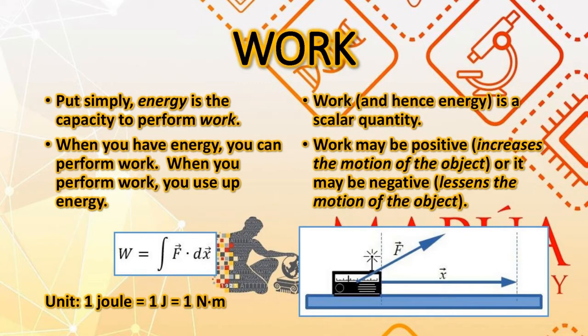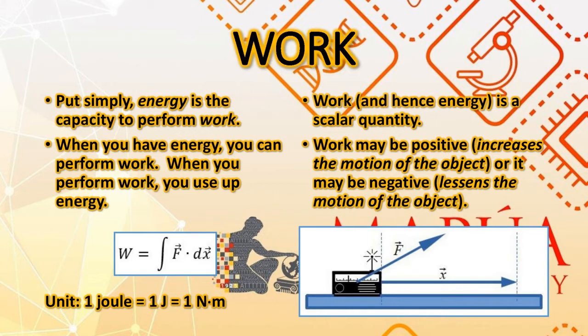Force unit is Newton. X unit is in meters, unit of length. F dotted with dx therefore will give you unit of Newton meter, which is given its own unit, joule. So the unit of work, unit of energy is joule or Newton meter. Now dot product is scalar product. So that means work and hence energy is a scalar quantity.